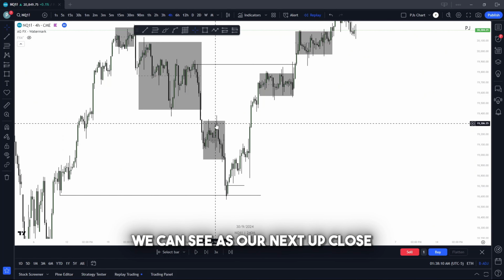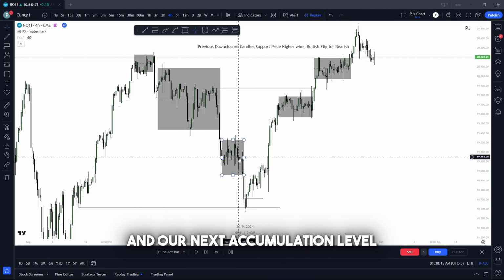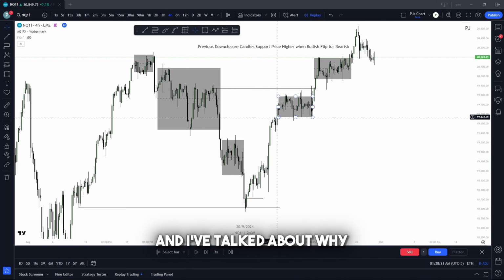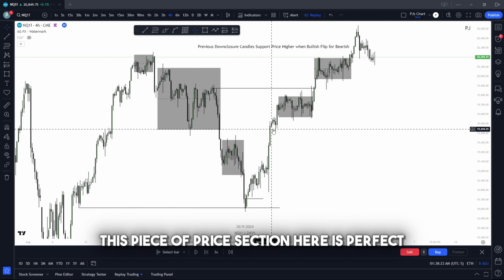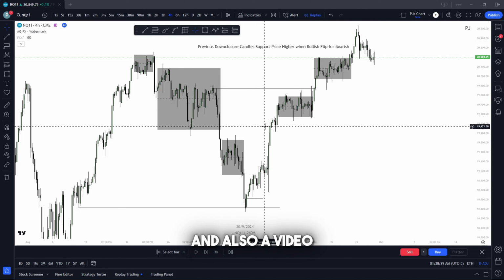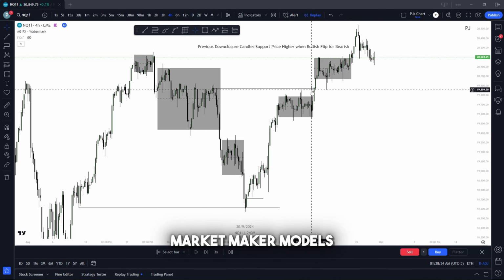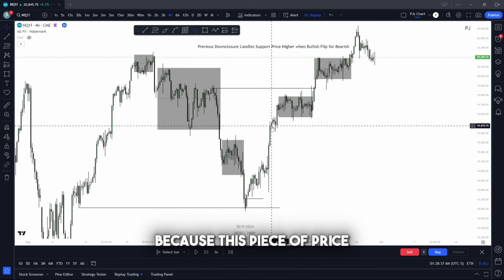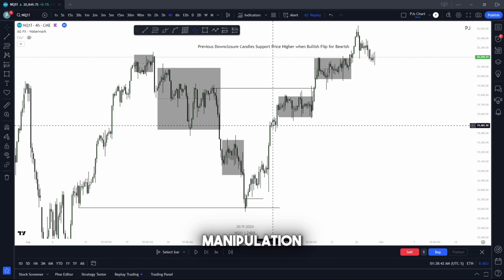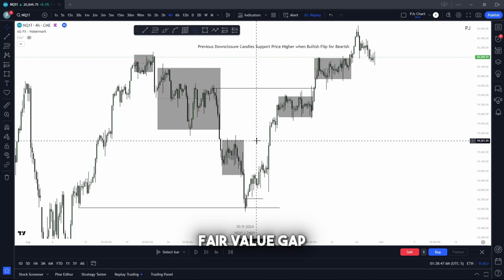We can see as our next down closure candles and our next accumulation level, we blow past it, reaccumulate above our old high. And I've talked about why this piece of price action here is perfect multiple times. If you guys want to see another video on that, and also a video on how to catch these lower time frame entries inside higher time frame market maker models, just let me know, because this piece of price action with our 610 into our 2, then our 6 a.m. manipulation taking out London, Asia into our high time frame fair value gap was perfect.